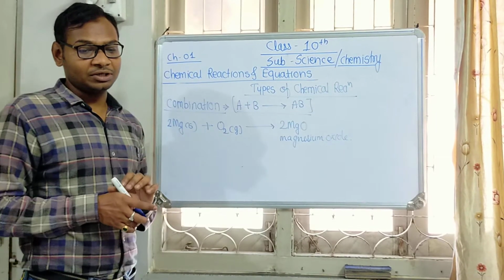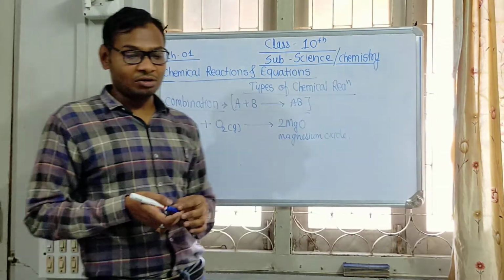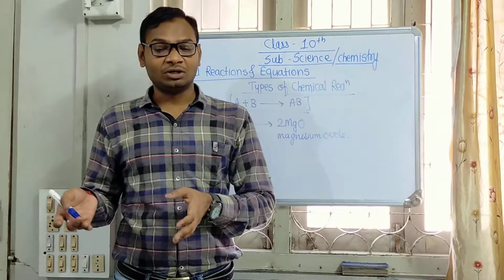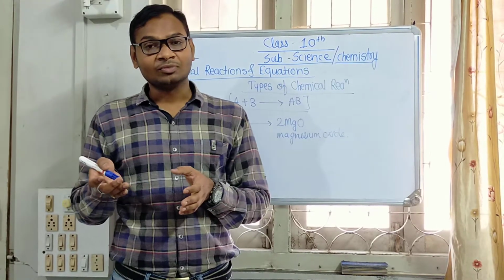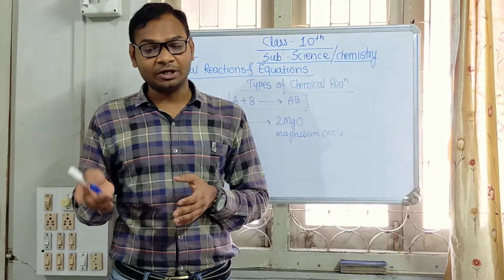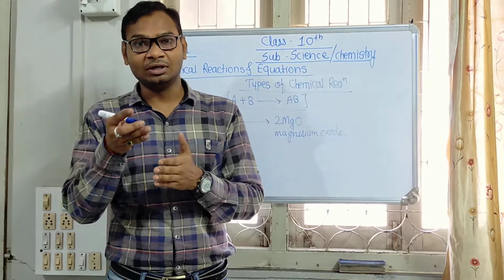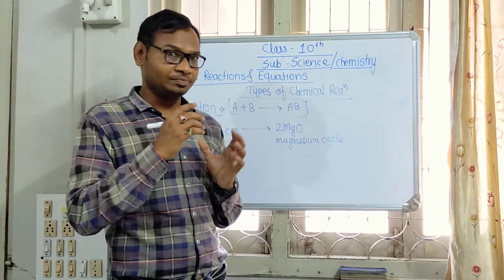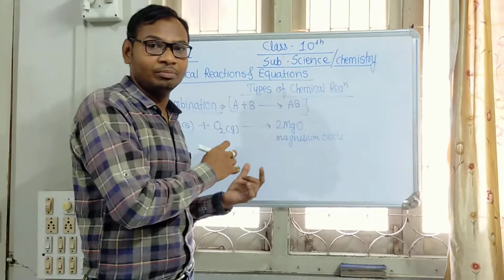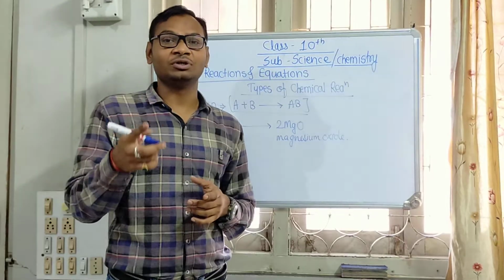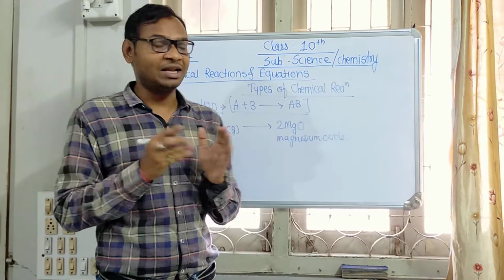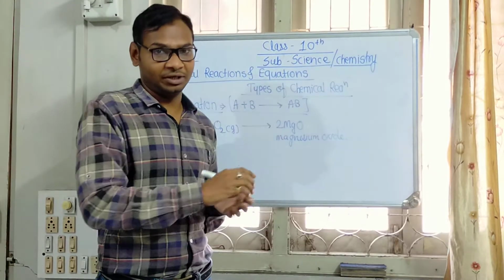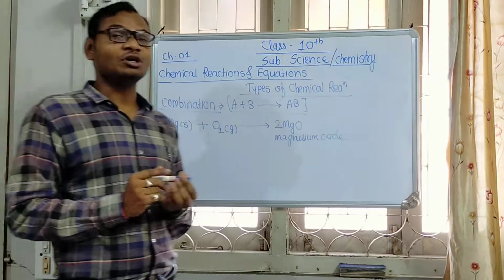Our next reaction is calcium oxide. Calcium oxide with water gives calcium hydroxide, slaked lime, that is Ca(OH)2, and it liberates some heat. I do not write it on the board because it is homework for you, and you have to balance this reaction and try to solve it. Our second reaction is decomposition reaction.